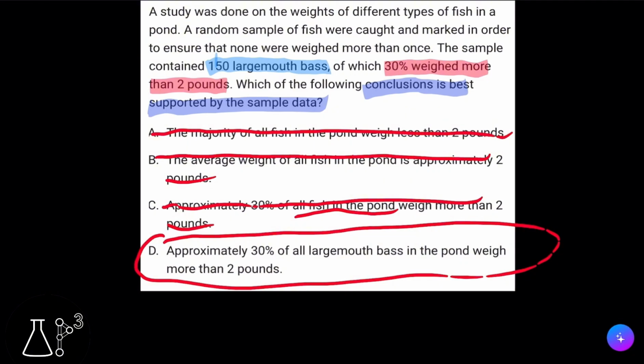Well, it goes with the random sample of being large bass or a largemouth bass, and we can generalize it with all that specific type of fish in the pond, and it weighs more than 2 pounds, and 30% weighs more than 2 pounds. That makes sense with the information given. So it correlates with my question and my answer. So my answer is going to be D.